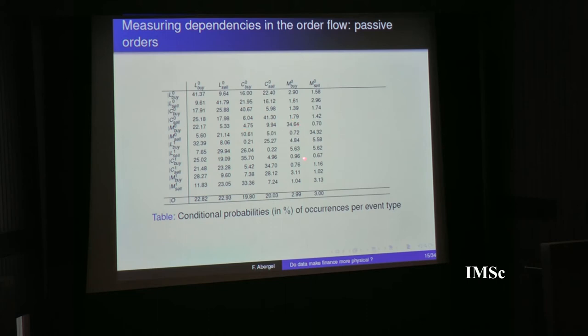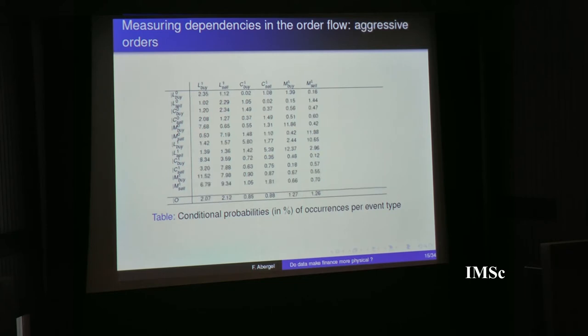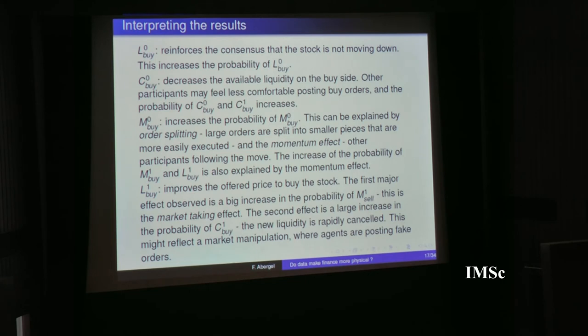this one. On average, M0 buy orders occur 3% of the time, which is not much, but following another of the same type, it occurs 35% of the time, so it's huge. Okay. What does it mean? It means that these buy orders, which don't change the price, tend to arrive as a sequence. Okay. This is a very well-known phenomenon.